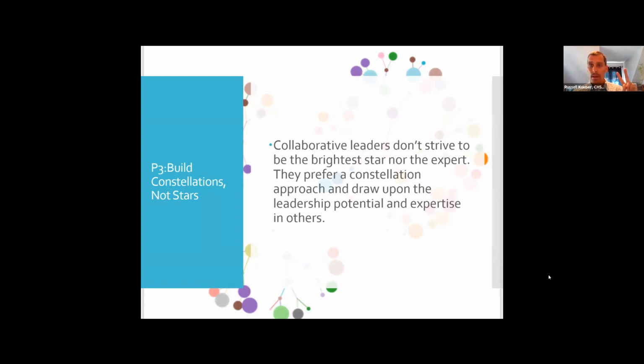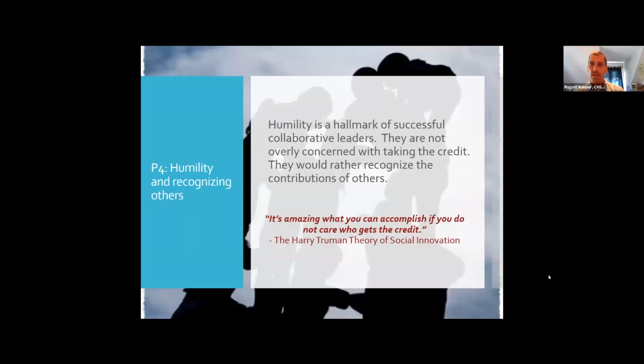So this is principle number 3, that we strive as collaborative leaders not necessarily to build 1 or 2 leaders where we're always trying to work underneath 1 or 2 leaders in our community, and that we see that leadership capacity is actually in everyone. And it's up to us to go out and find that and bring them in and make people feel important so that they can share their skills and talents. Build constellation and not stars.